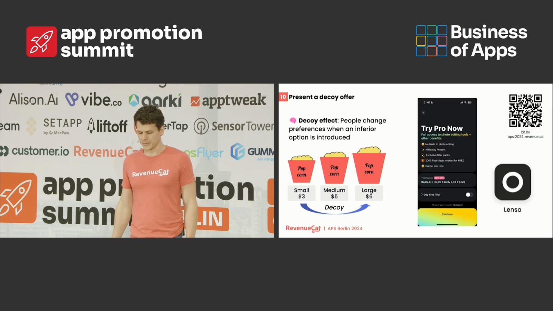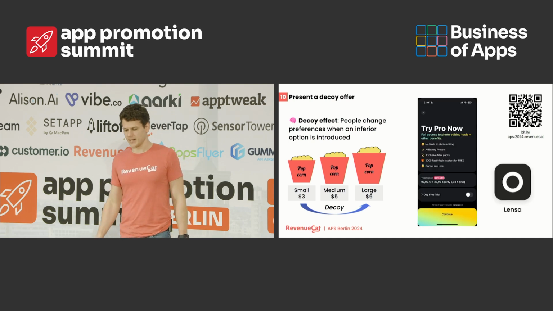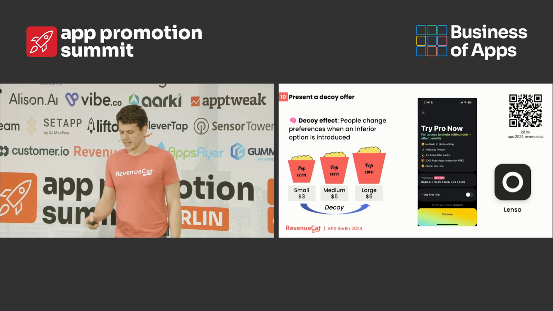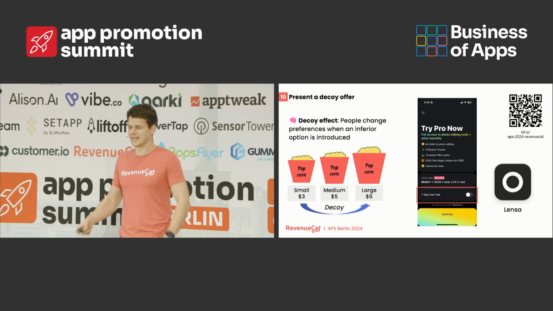So here's one example. This is the Lensa app, and spot the decoy offer. You have this toggle here to enable the free trial. Obviously, the free trial option is absolutely better than not getting the free trial. You're literally getting 7 days free for the same price, but it makes the trial offer more attractive because there is the option to buy the same thing without the trial.